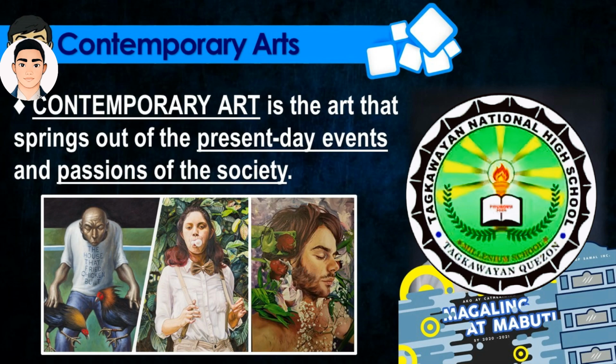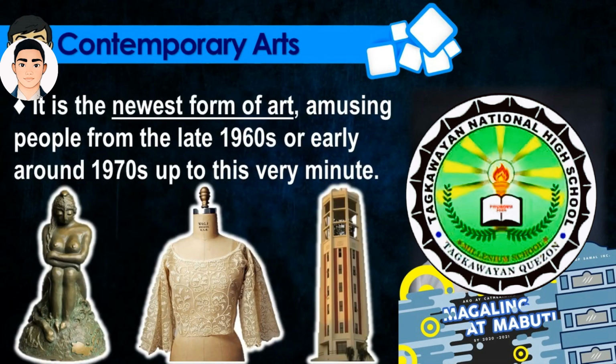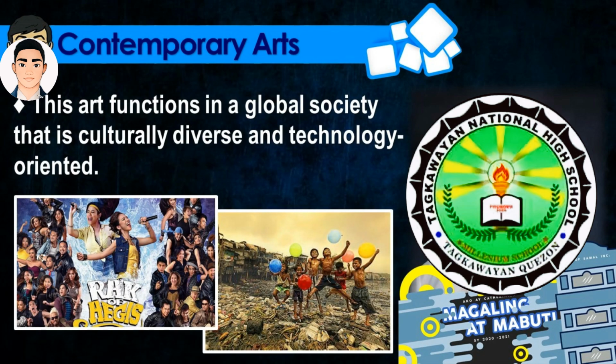Pero hindi lang yan, class, because contemporary arts is considered as the newest form of art, amusing people from the late 1960s or early around 1970s up to this very minute. Because basically, just like what I said, it springs from the passions of the society. Kung sa modern art, more of self-expression, more of the strategies and the designs, here in the contemporary arts, ang purpose, malalaman natin yan as we go on with our discussion. So now that we know the definition of contemporary arts at kung kailan ito nagsimula, again, it started from the late 1960s or early around 1970s hanggang sa kasalukuyan, let's have the characteristic naman ng sining na ito.